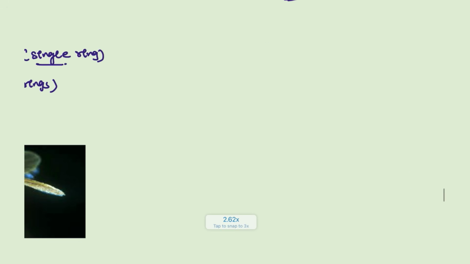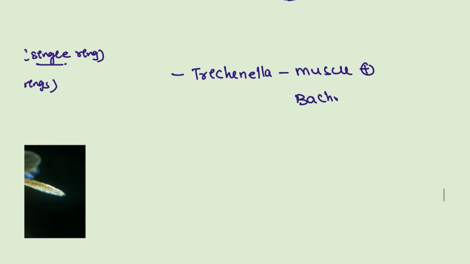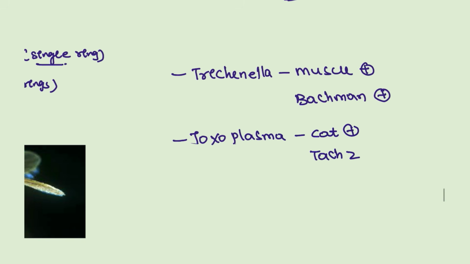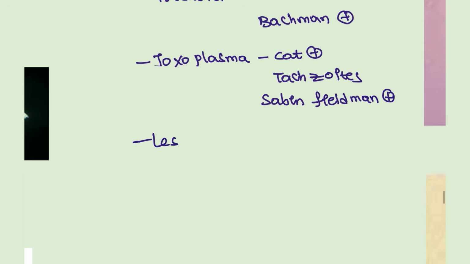Next, important points like Trichinella. This can cause muscle infection, right? The specific test that is used is Bachman's test. Next, Toxoplasma. Toxoplasma is due to cat feces infection, like tachyzoites, and the specific test that is positive here is the Sabin-Feldman test used for Toxoplasma.